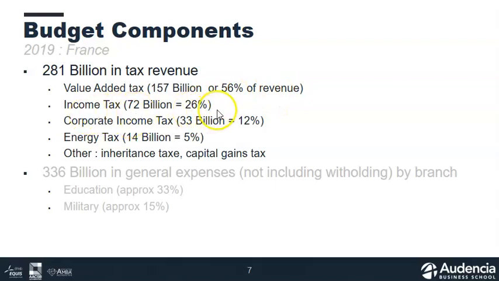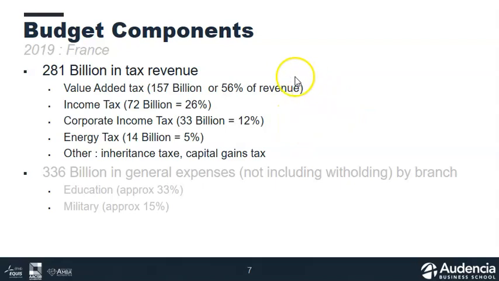Income taxes only represent 26%, so a much smaller share than what we see in the United States, where the income tax, for example, is a major source of income for the government. Afterwards, corporate income taxes, energy tax, so this is an excise on energy products, inheritance taxes, and capital gains tax.